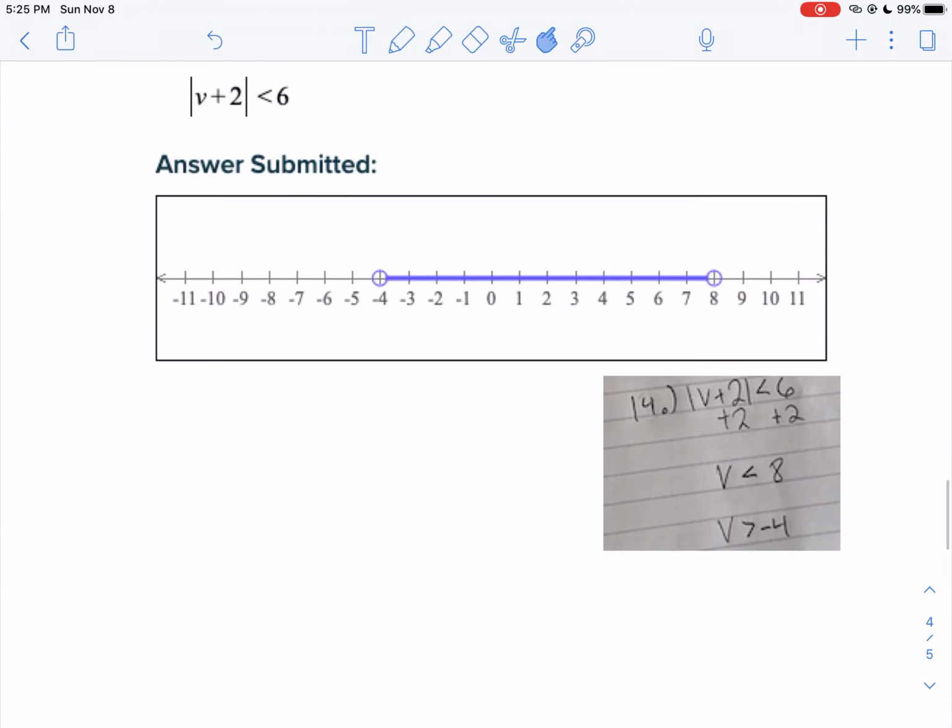Okay, this problem. Absolute value. I don't know what you're doing here. You're kind of right, but you're definitely wrong. If we have the absolute value of v is less than 6, that means it's less than 6 away from 0. So I'm going to go to the right 6 and to the left 6. So what I'm going to say here is negative 6 is less than v plus 2, which is less than 6. Because we're saying that absolute value, v plus 2, is between negative 6 and 6.